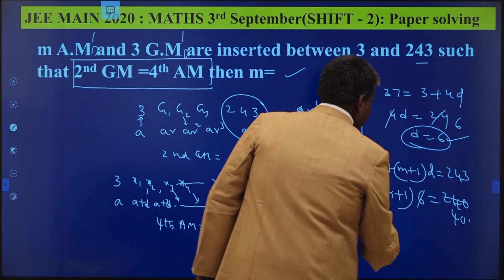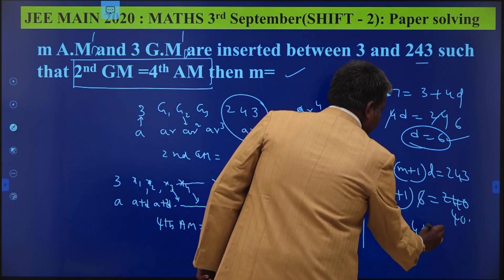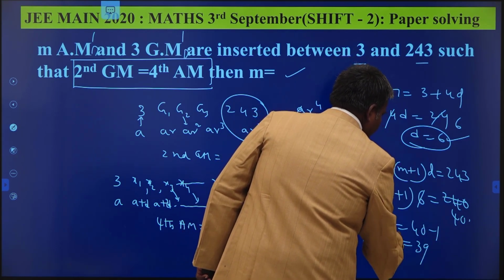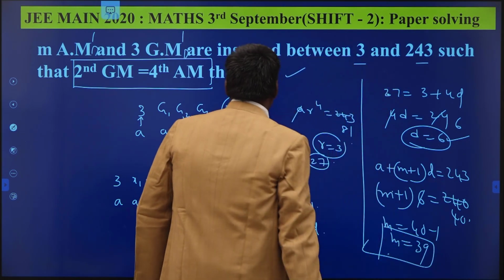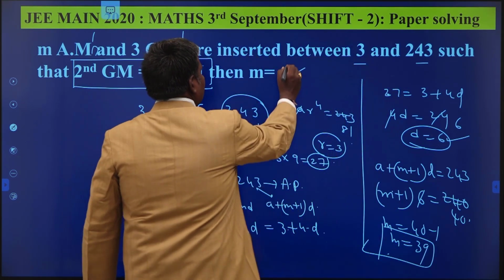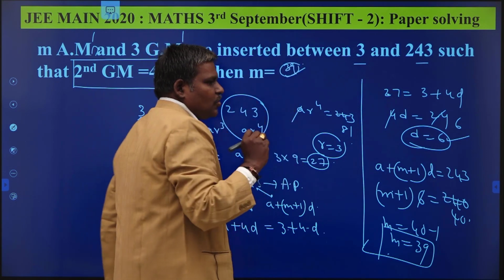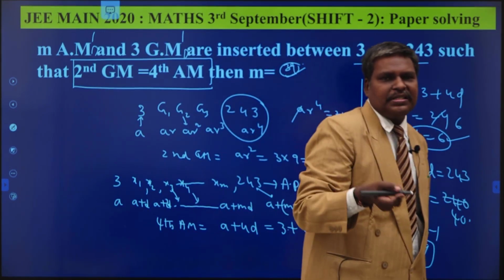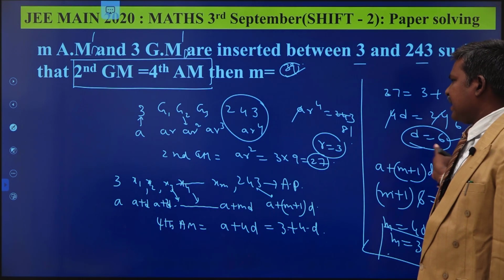This is 40. What is M now? 40 minus 1, that is 39. What they are asking? The value of M. So the value of M is 39. So once you are comfortable with arithmetic means and geometric means, you can easily crack this one.